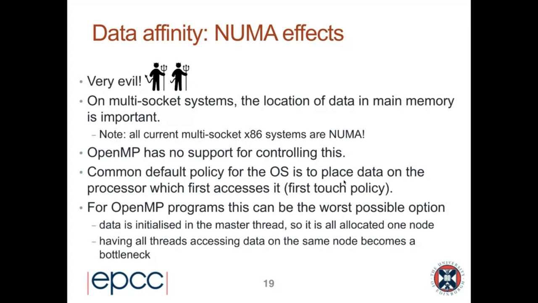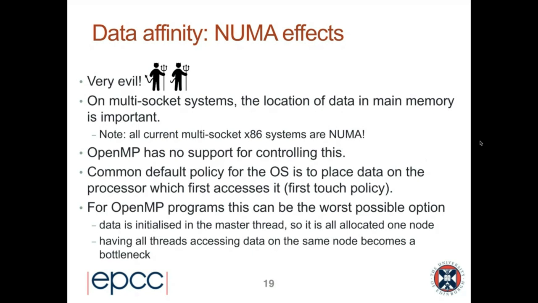When we have a multi-socket system, the location of data in main memory becomes important. And OpenMP doesn't have any way of controlling this. When the program allocates some data, the operating system has to make some choice about which socket it's going to get allocated on, and there's no way in OpenMP to control that. Unfortunately, a common default policy for operating systems, and this is true of Linux, which is everywhere on these systems these days, is to place data on the processor, in other words on the socket, which first accesses it. This is a so-called first touch policy.